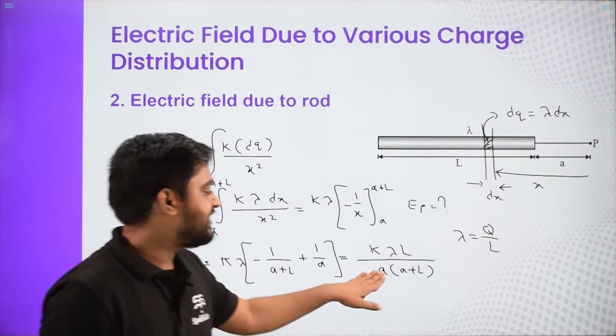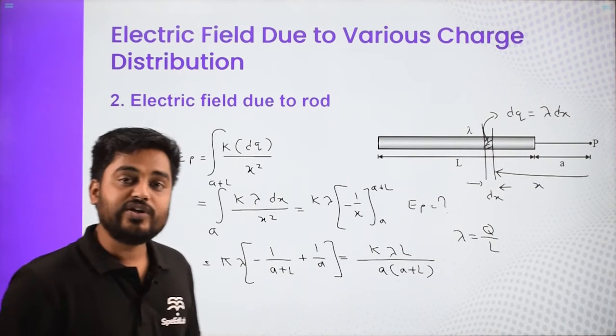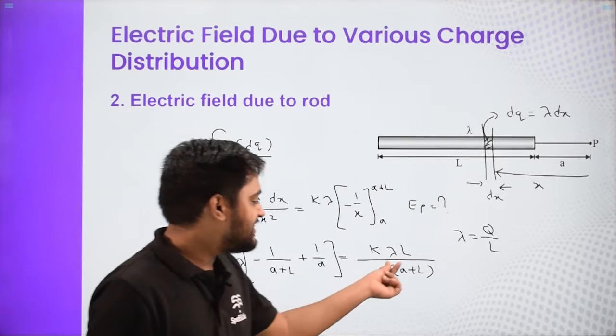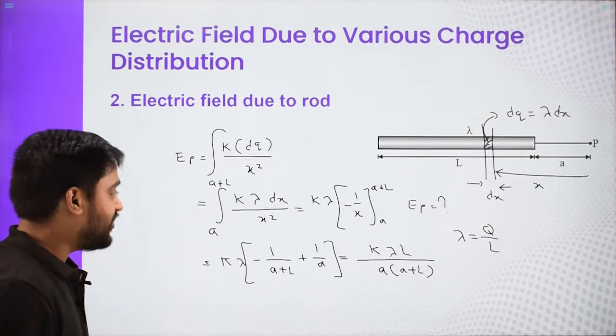This is the formula for electric field at a distance due to a uniformly charged rod, which itself is having L length and lambda charge per unit length.